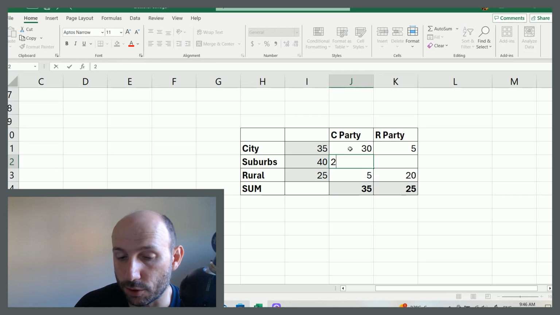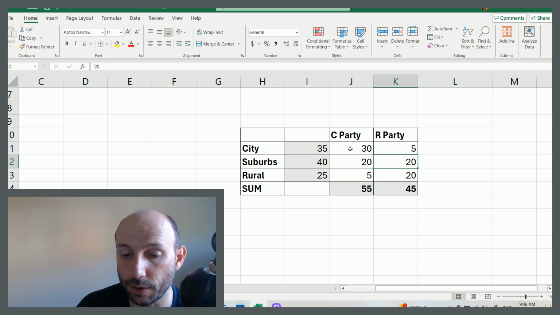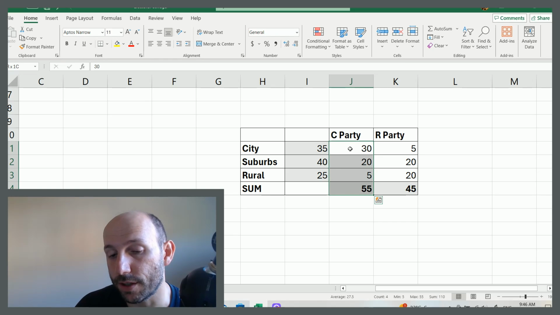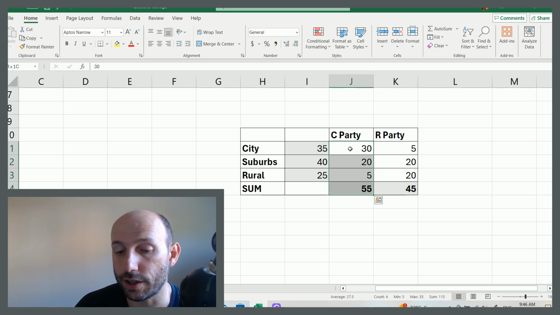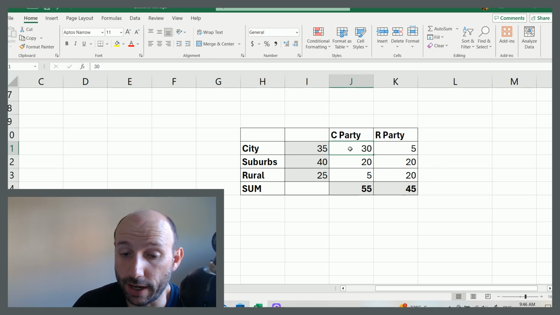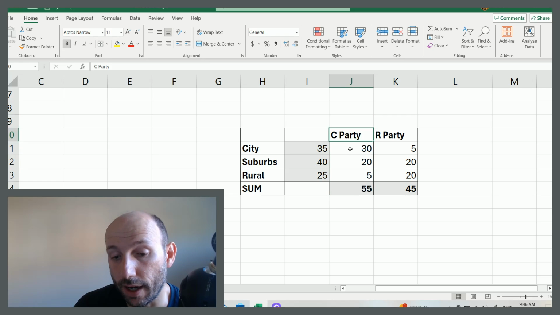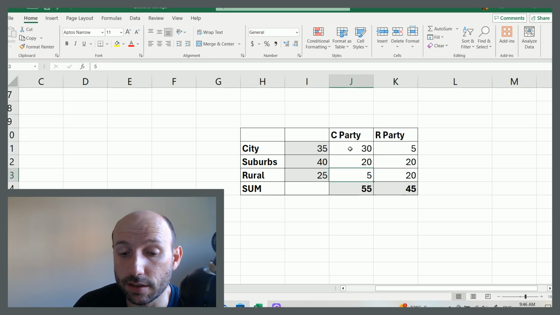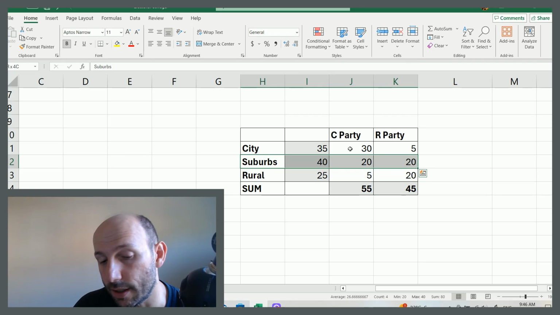And let's say the suburbs are split. Okay, so those 40% vote 20-20 between the two parties. The C party wins with 55% of the vote if your election is just based on popular vote. Right? Now, what does that mean? It means it's a better strategy to just favor the cities. Okay, you overwhelmingly win the cities, you barely get any votes in the rural areas, assume suburbs are split about 50-50, you win the election, done.